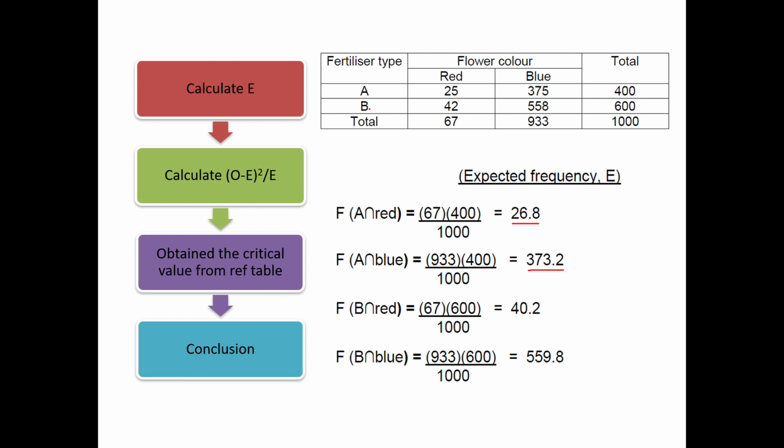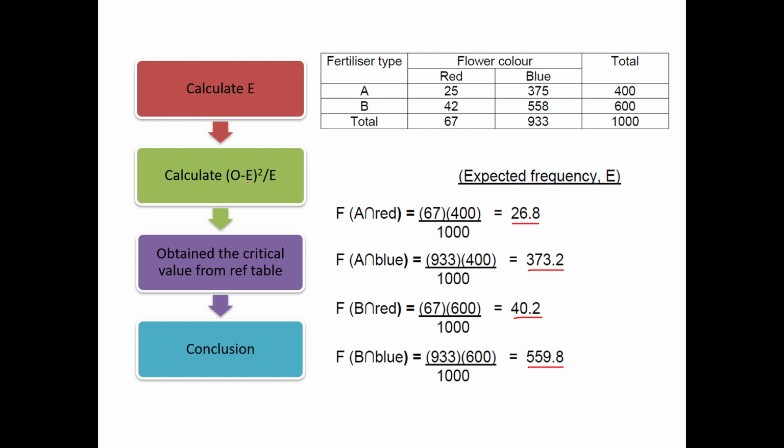Fertilizer B producing red color flower, 67 times 600 divided by 1000 and you get 40.2. And the last one, fertilizer B producing blue colored flower, it will be 933 times 600 divided by 1000 and therefore you get 559.8.